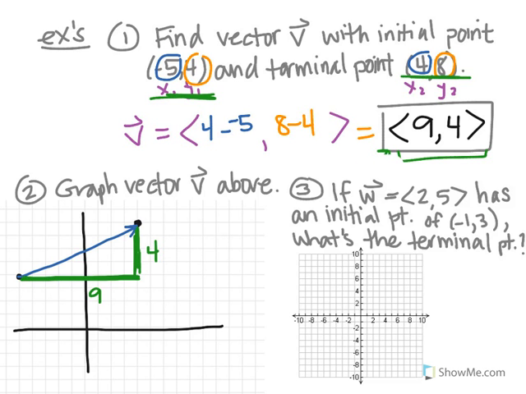In this last example for this type of problem, if w is a vector that's 2, 5, that means that you go horizontally 2 in the x direction and up 5 in the y direction, and it has an initial or starting point of negative 1, 3, we want to find what its terminal point is. So let's graph negative 1, 3. What I've done in purple on the graph is graph the point negative 1, 3, and I know if the vector is 2, 5, that means from this starting point, I'm going to go over 2 horizontally and up 1, 2, 3, 4, 5.